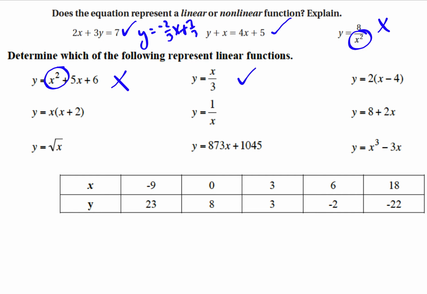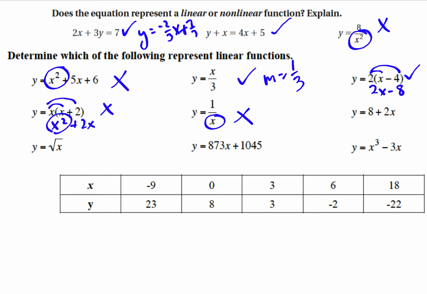This one is linear. It's just got a slope of 1/3. This one's linear because you can just distribute it, and then you get 2x minus 8. That's completely okay. This one is not linear because if you do distribute it, you get x squared plus 2x, and x squared is not a linear term. This one is not linear because of the x on the bottom. This one's fine. 8 is the intercept, 2 is the slope.